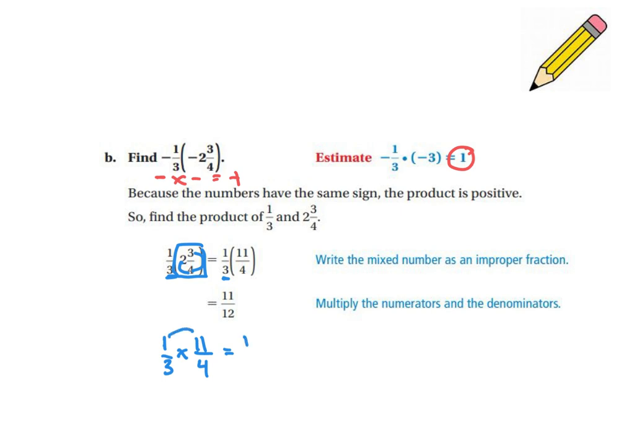1 times 11 is 11. 3 times 4 is 12. So that's how they got 11/12. And 11/12 is really, really close to 1. And a negative times a negative is a positive. So we're good to go here with our product being 11/12.